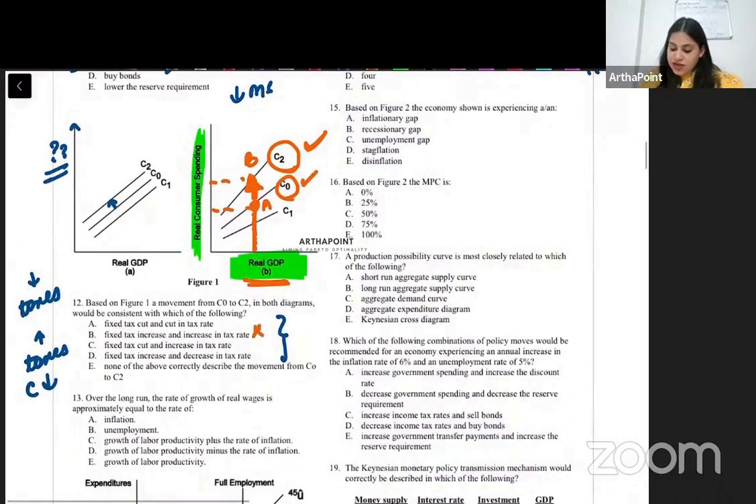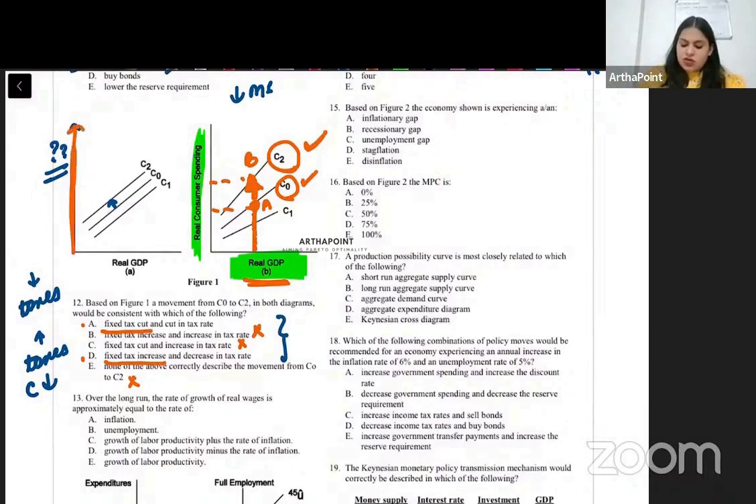So B cannot be the answer. This cannot be the answer. Now we are left with D or A. This also cannot be it. But between D and A, it just says cut in tax rate and decrease in tax rate. But here, look, it says fixed tax increase and fixed tax cut. This cannot be answered because I don't know what is here. Although I think here also it should be consumption only, but that is what we are missing.